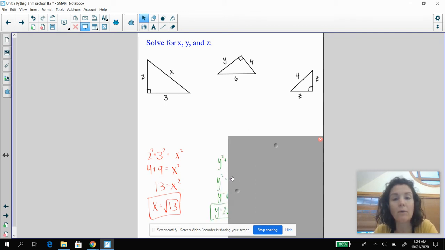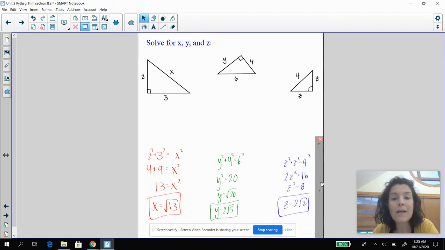All right, the second one for y is a little bit more challenging because that is not your hypotenuse. So you just have a squared plus b squared equals c squared, but in this case, we've got our b and our c. And then you solve, and you get 2 root 5. And then our last one, this one's kind of exciting. So you get z squared plus z squared equals 4 squared. And so then solve, and you get z equals 2 root 2. Hopefully you felt good about that.